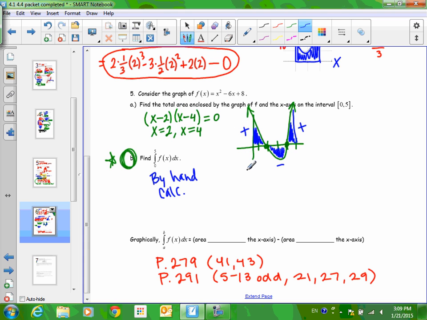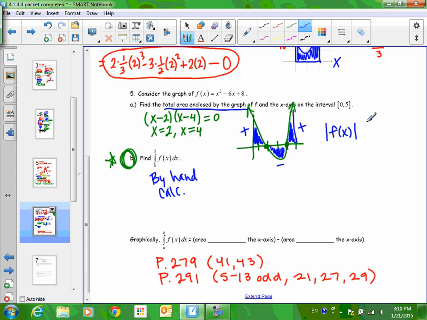However, look at what this says. Find the total area enclosed by the graph of f and the x-axis. If that's really what you were being asked to do, you would have to break this up into 3 pieces, and this negative piece, you would have to make positive. In other words, you would have to do something like this. You want to know the beauty of integration, though? In integration, you don't have to do that.